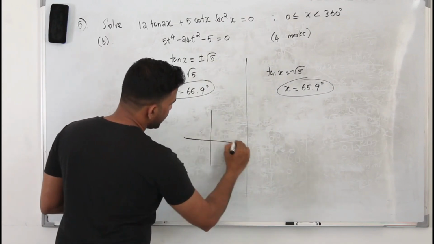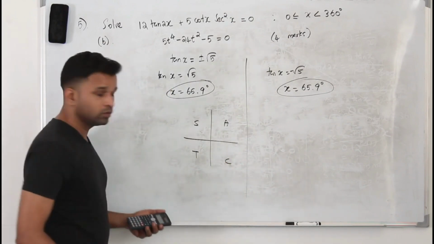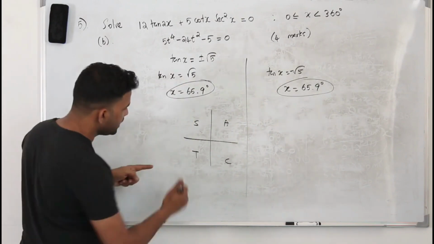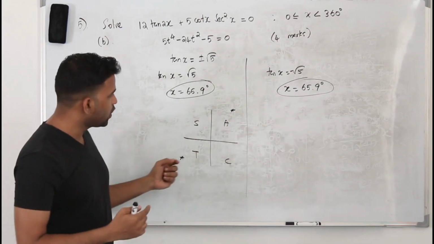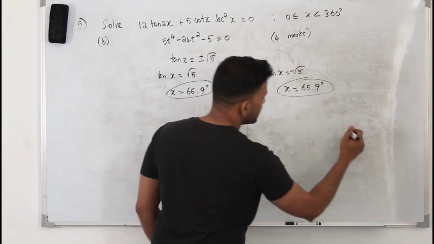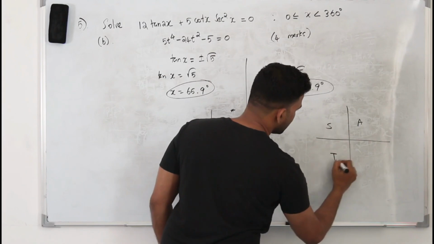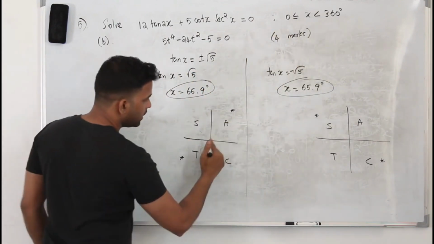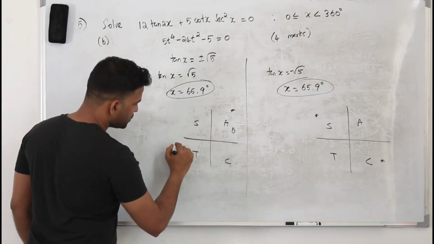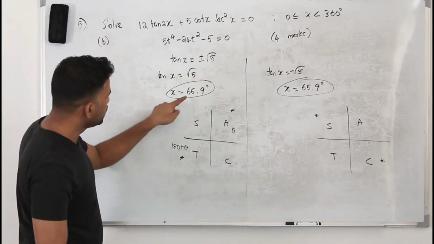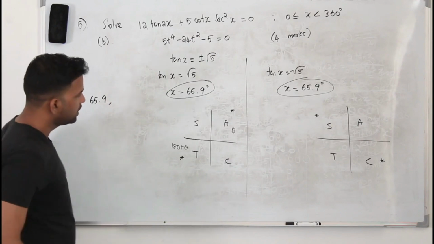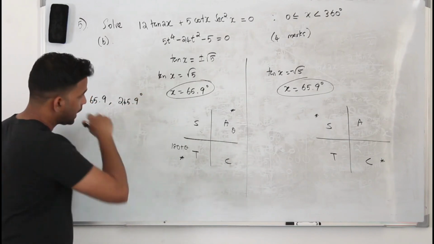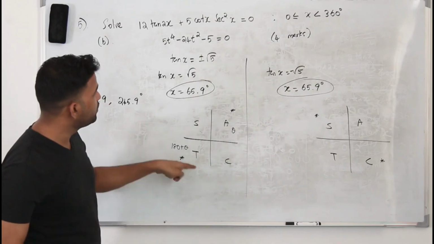Now draw the ASTC diagram. You must know this. We are looking at a quadrant where tan theta is positive, so basically these two quadrants, where tan theta will be positive. So here it will be theta, and here it will be pi plus theta or 180 plus theta. So your two solutions are theta, which is 65.9, and 180 plus theta, 180 plus this, which is 245.9 degrees. You got two solutions between these limits.